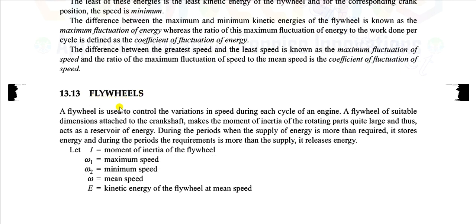So here is the flywheel. A flywheel is used to control the variation in speed during each cycle of an engine. So what is the work of the flywheel? It controls the variation in the speed. Its work is to reduce that gap between maximum and minimum. A flywheel of suitable dimension attached to the crankshaft makes the moment of inertia of the rotating part quite large and thus acts as a reservoir of energy. So in simple terms, the flywheel is a reservoir of energy.